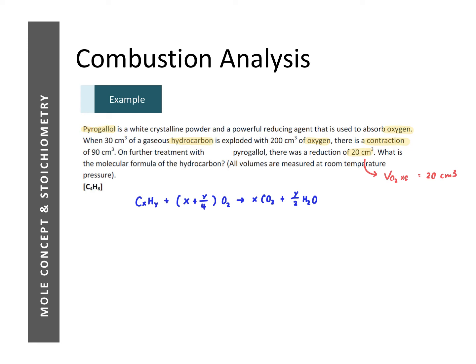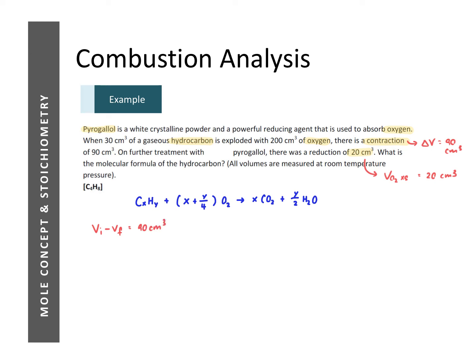So right now we still don't have enough data to jump straight to step 3, so we need to work on this contraction of 90 centimeter cube in order to gather more data, like the volume of your CO2 produced. Since there's a contraction, it means that your initial volume is larger than your final volume, and the difference equals 90 centimeter cube.